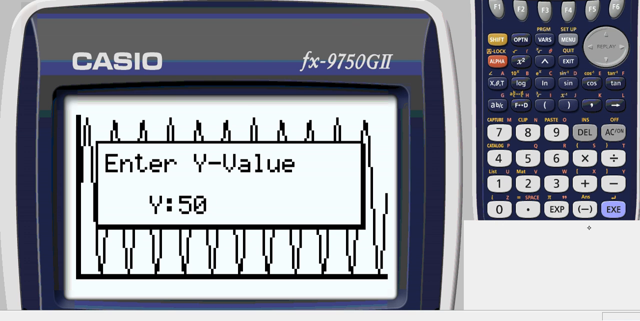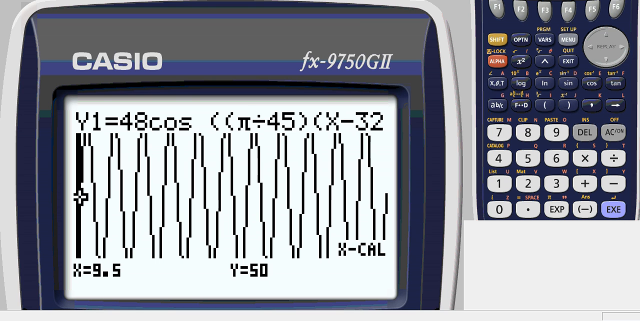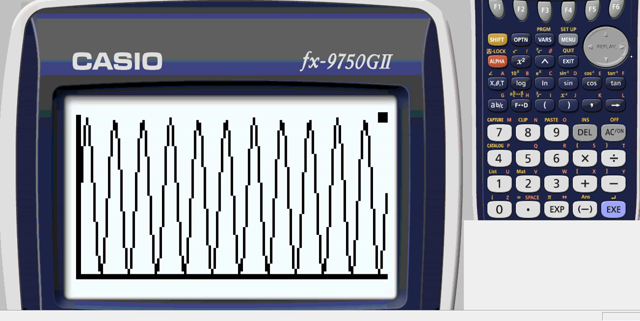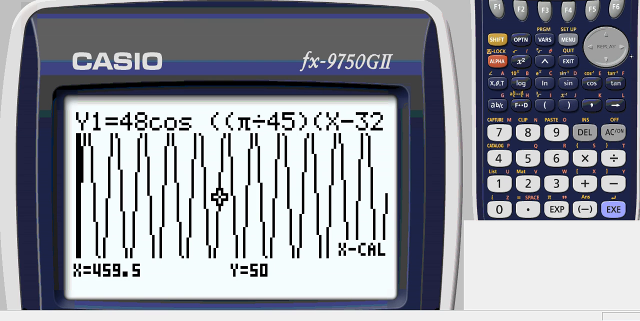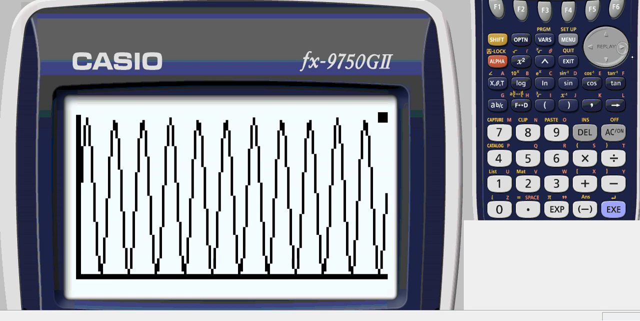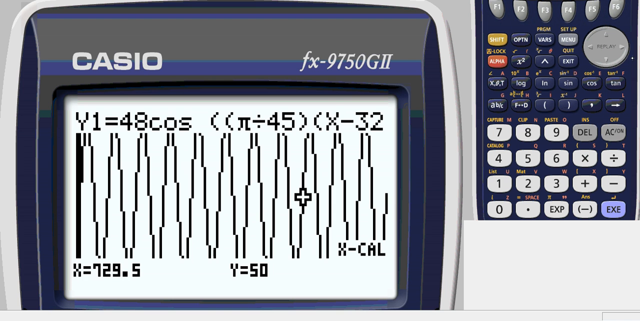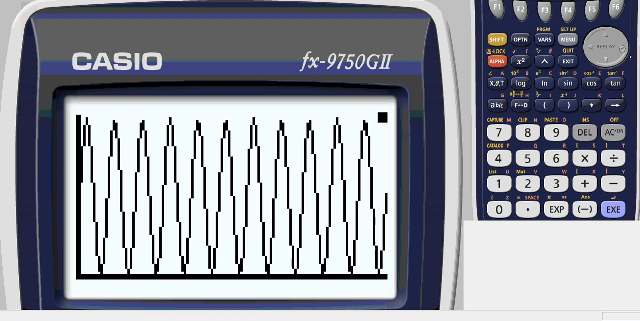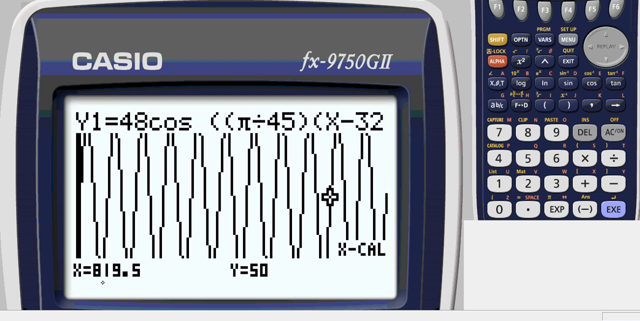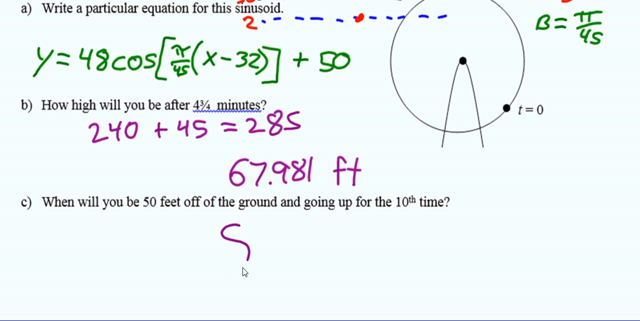X-calc for 50 feet again. Going up for the 10th time. So going up, that's the first time. And then down. Up for the second time, down. Up for the third time, down. Up for the fourth time. Up for the fifth time. Up for the sixth, seventh, eighth, ninth. Now going up for the 10th time, 819.5 seconds.